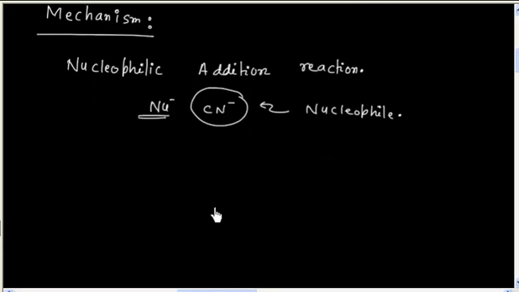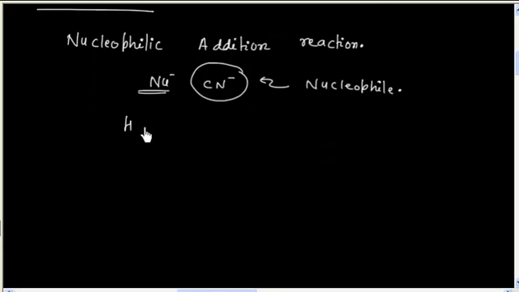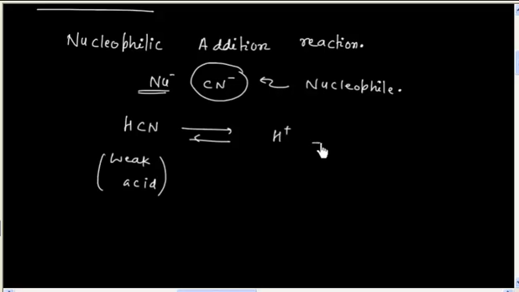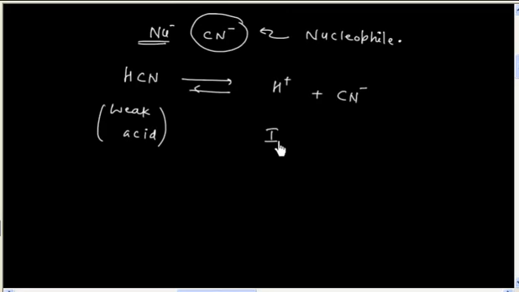We can generate the nucleophile by ionization of weak acid HCN. So HCN is a weak acid. It can ionize to give H plus and CN minus. So this is simply ionization.